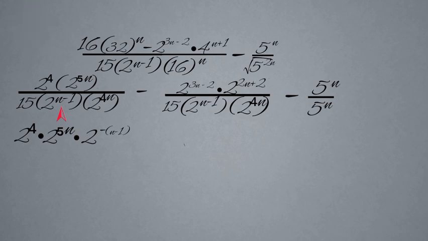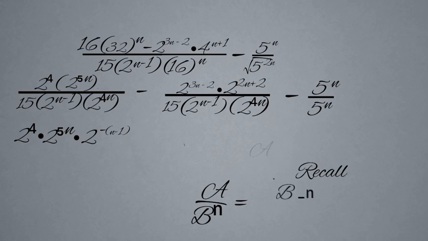Why? Now let's recall. If I have a all over b to the power of n, the same thing as writing a multiplied by b to the power of negative n. Now because the b to the power of n is coming to the numerator from the denominator, I'm going to introduce a negative sign to show that it has moved from the bottom to the top, right? That's what I applied here.